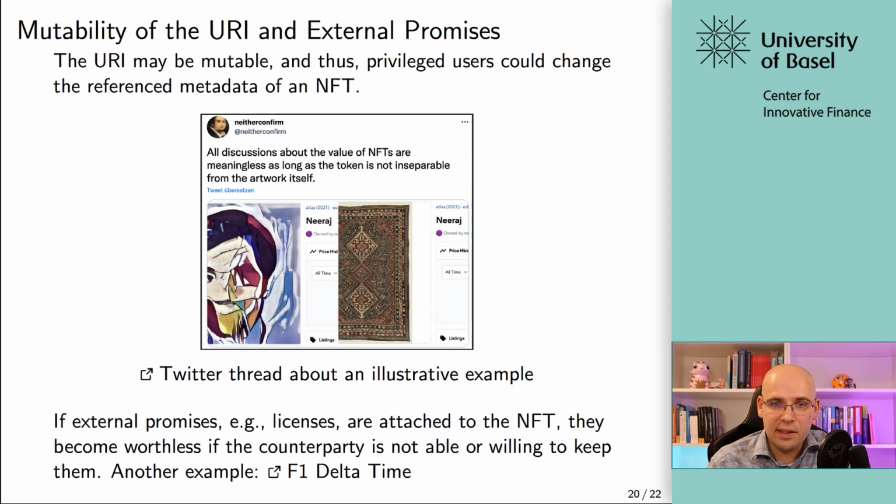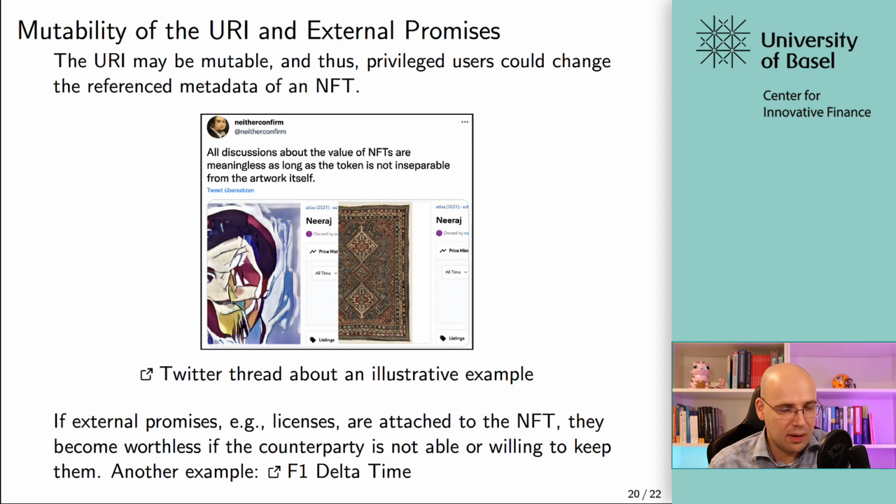Again, if external promises, let's say licenses, are attached, then similarly to what happens with computer games, where they cannot reissue them or remake them because they may have lost the license of an important franchise, with NFTs it can be even worse, because when they lose the license they might be forced to take down the images. And this happened in fact with an NFT collection called F1 Delta Time. We have referenced the article right here, where they had to take down the pictures because they lost the license.